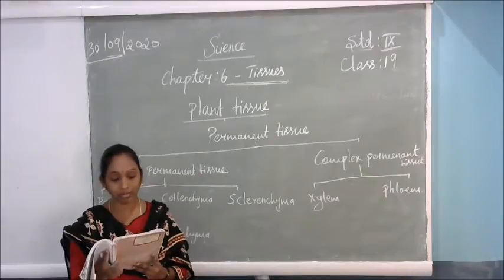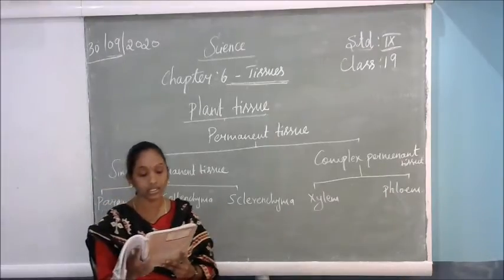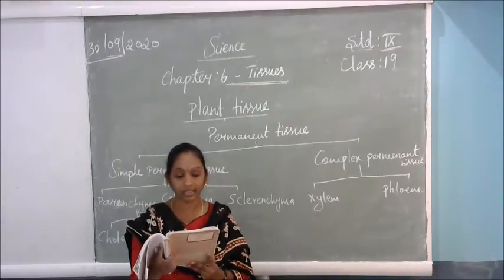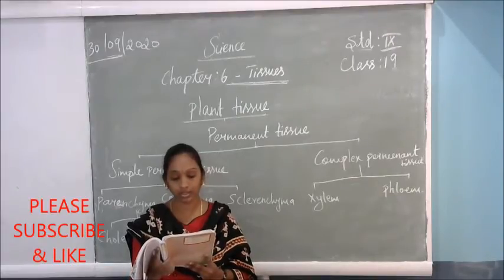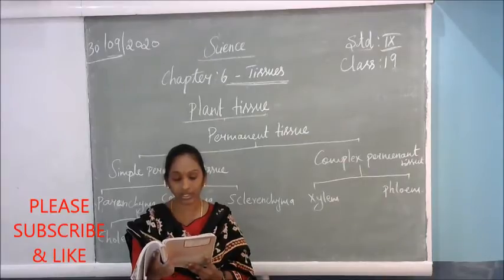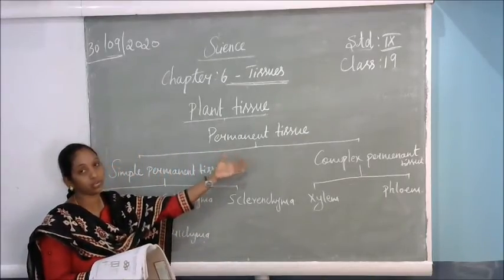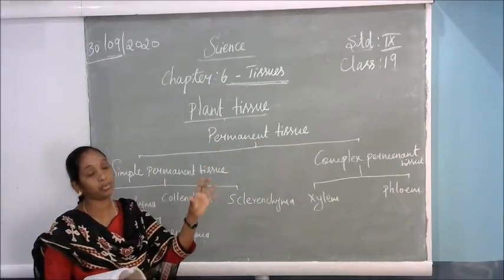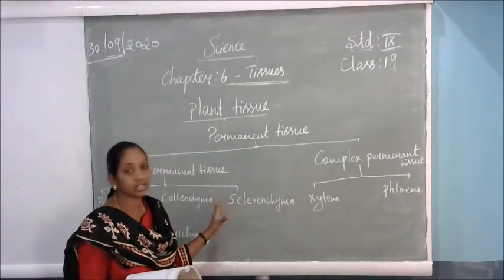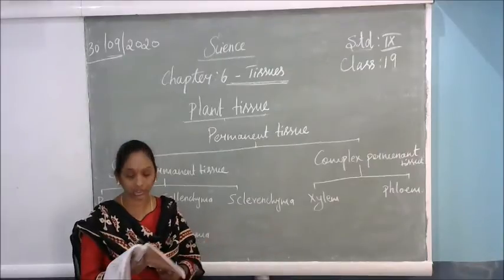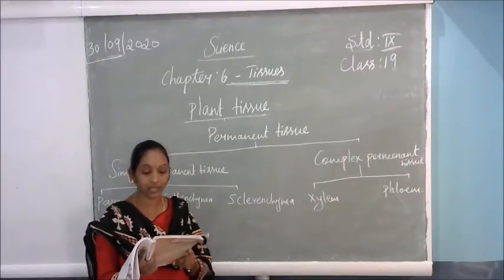They take up a specific role and lose the ability to divide. As a result, they form the permanent tissues. This process of taking up a permanent shape, size and function is called differentiation. So, what is the use of the permanent tissues? They determine the growth, the structure, and the size of the plant.